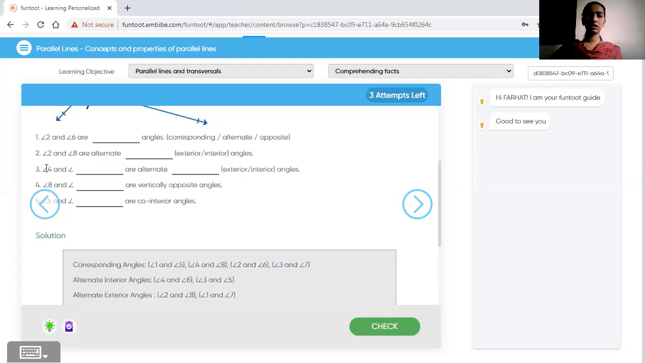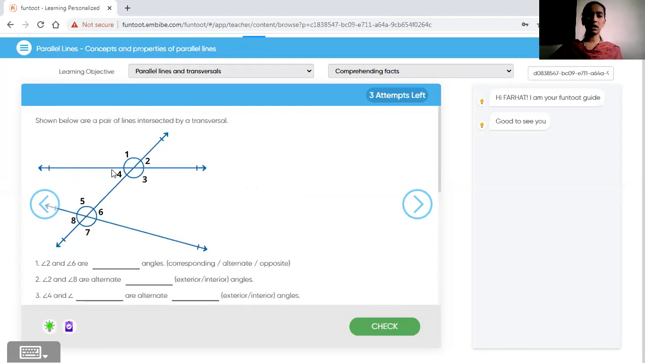Now let's take the second. Angle 2 and angle 8 are alternate. See, here 8 is there and here 2 is there. They are exterior, they are not interior. Why are they not interior? Because they are outside these two lines. So the second fill-up is exterior alternate angles.